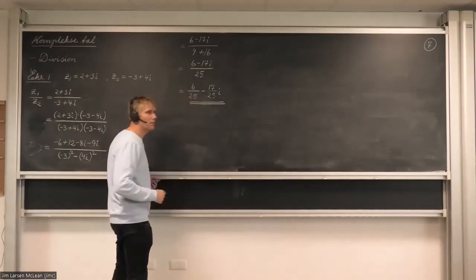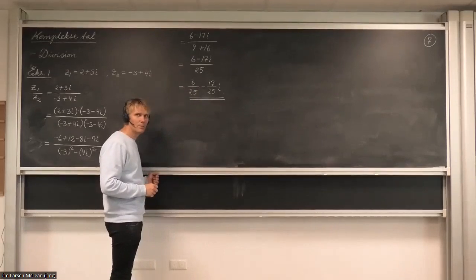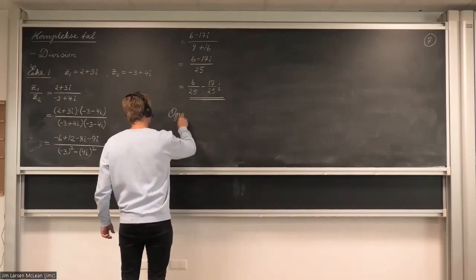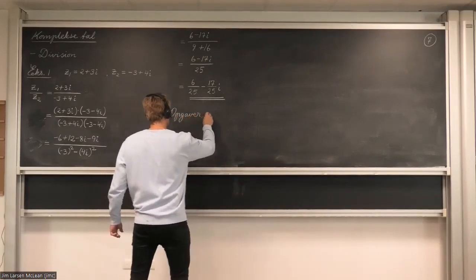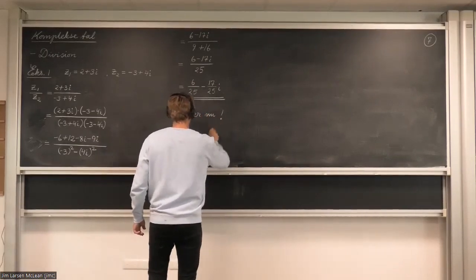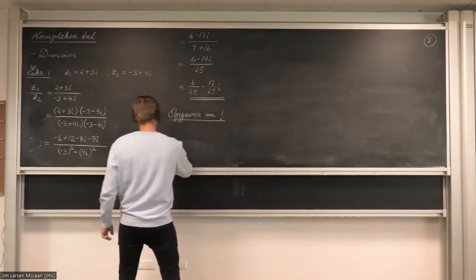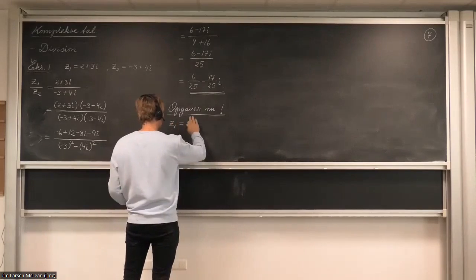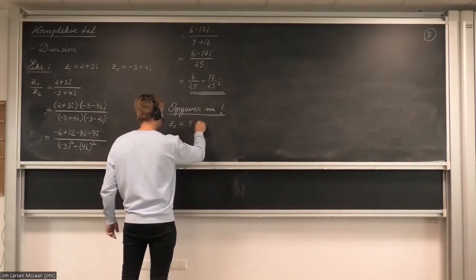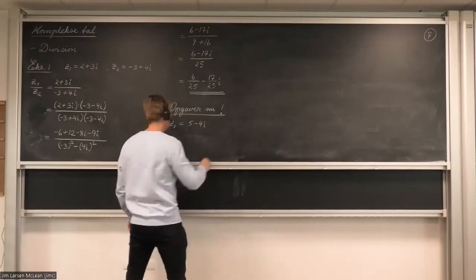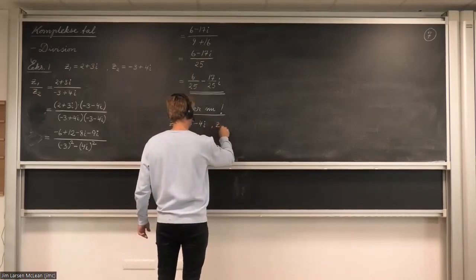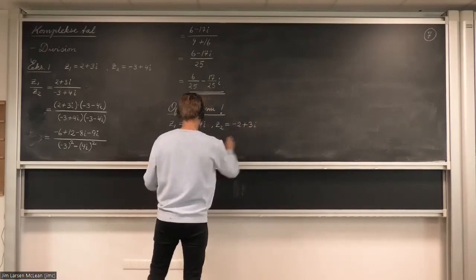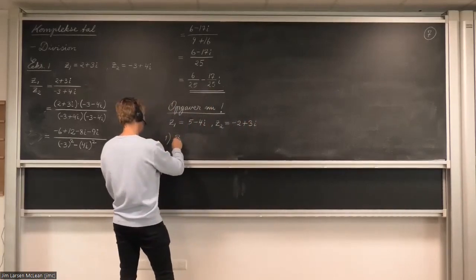So here are a few problems for you to try and solve. We'll pause the recording as soon as I've written it down. Problems now. Z1 is 5 minus 4i over minus 2 plus 3i. Problem 1.